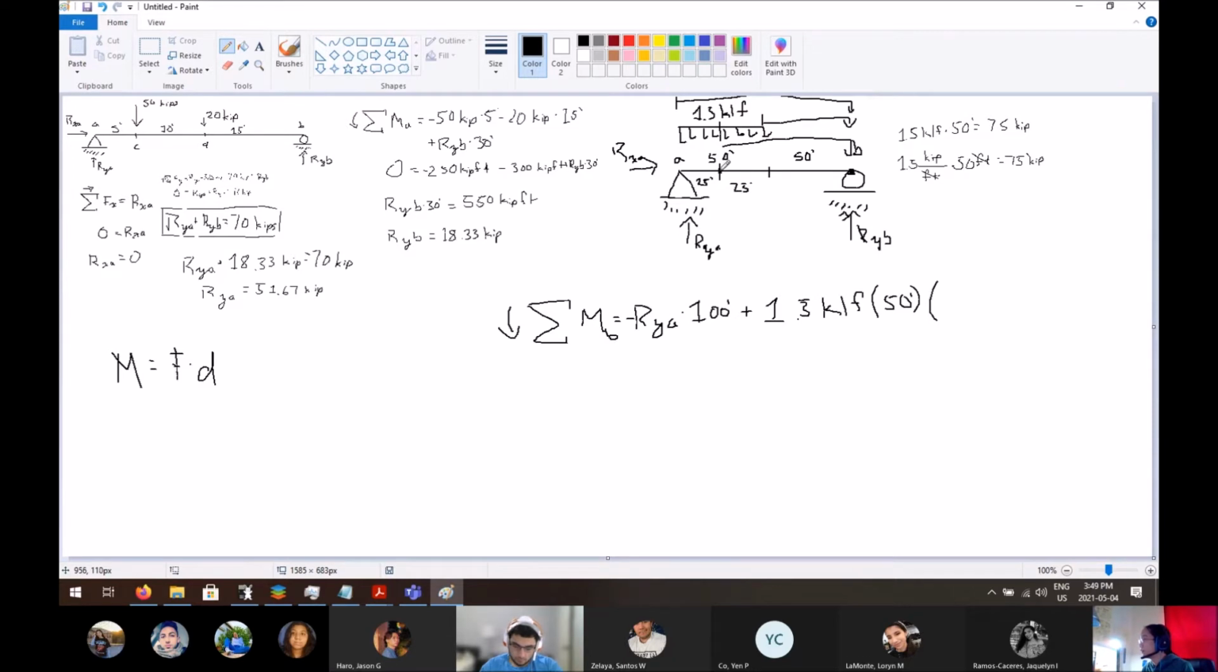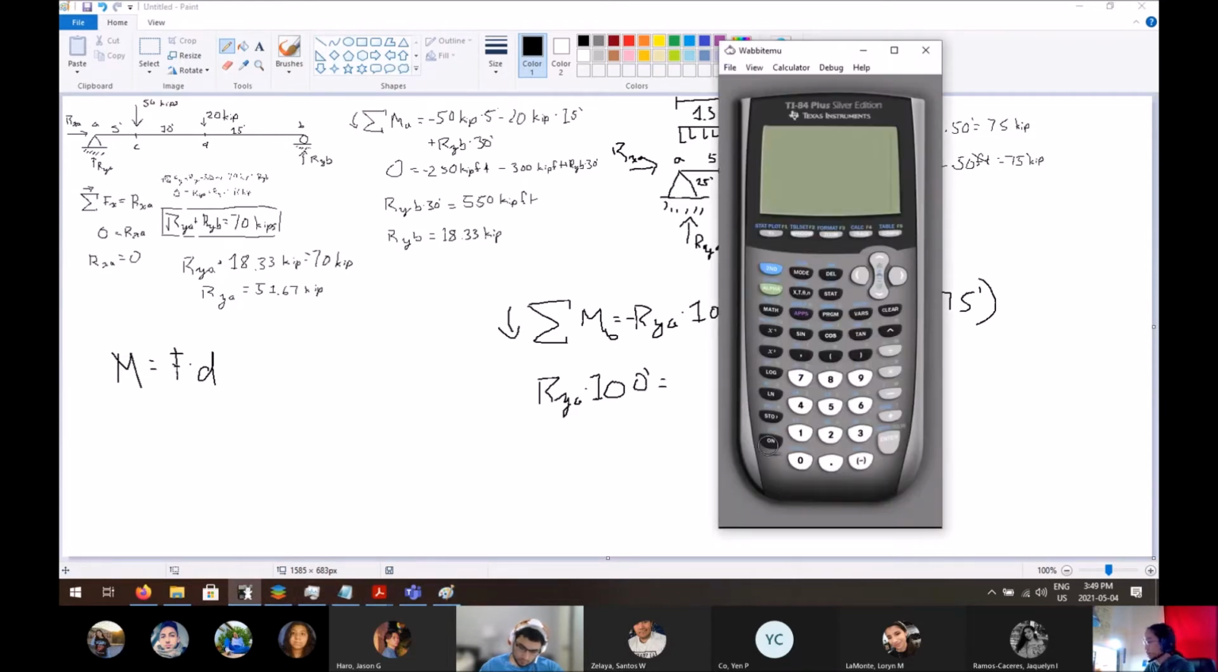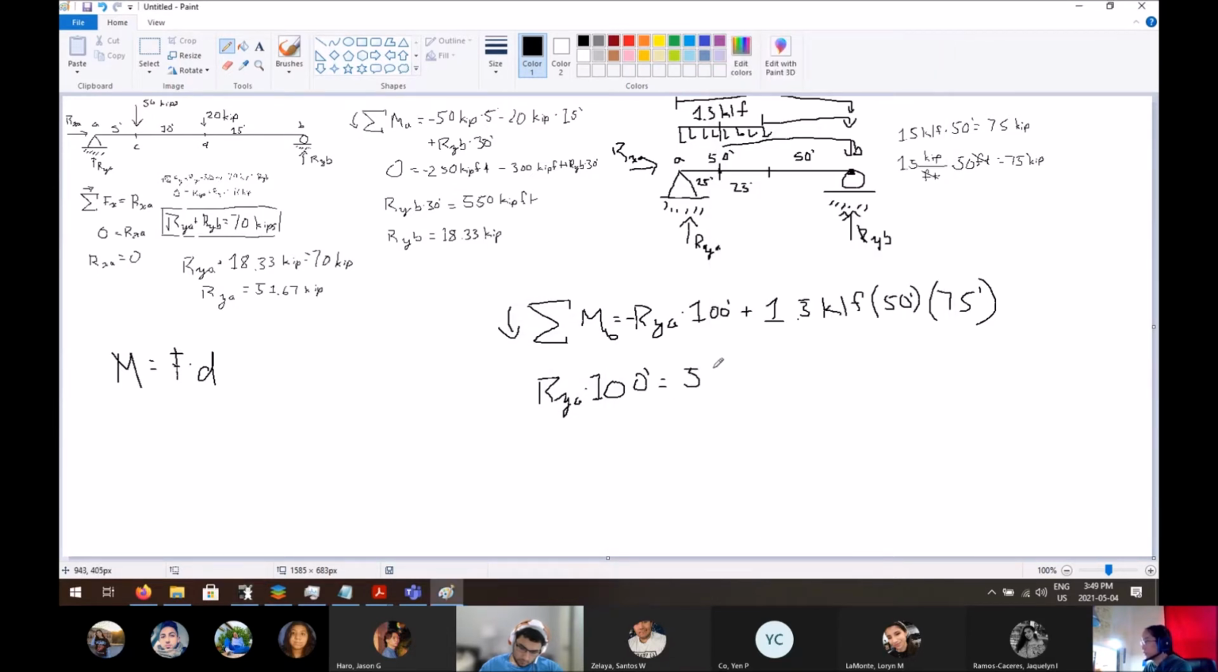So now you found the middle. So 25 feet plus 50 feet, that would be 75 feet. And then you just solve that out. RYA times 100 feet equals 1.5 times 75 times 75. That's a big number, 5,625 kip feet.